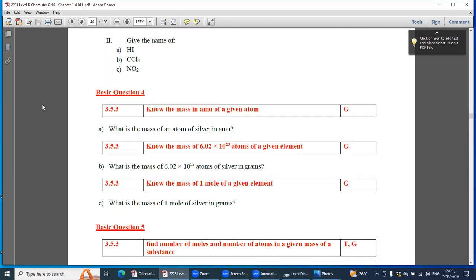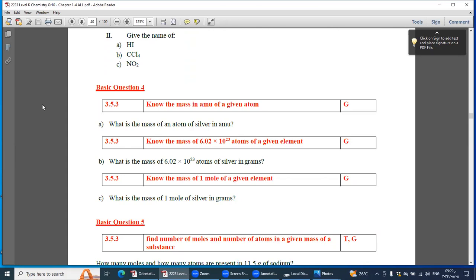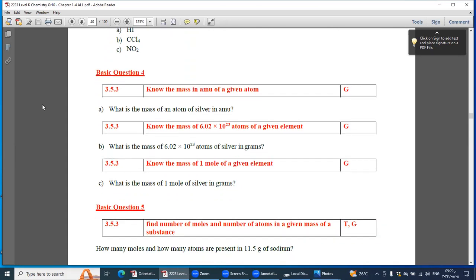After that, what is the mass of an atom of silver in AMU? In the periodic table, you will find that we have two numbers. For example, if we have sodium, 11 and 23. So in case of the mass, the mass number refers to the sum of protons plus neutrons, the huge number. So silver, 108 AMU. This is from the periodic table.